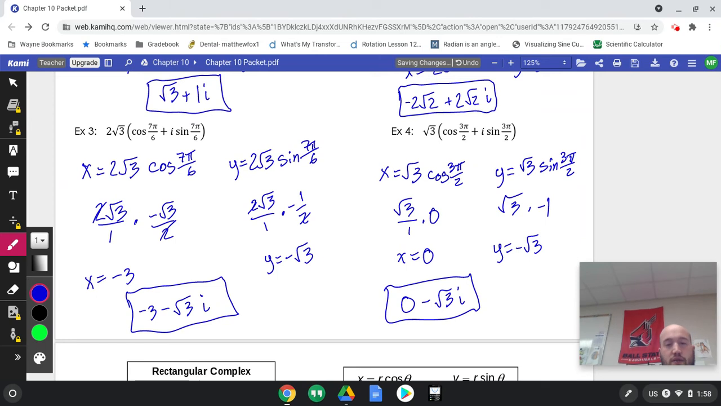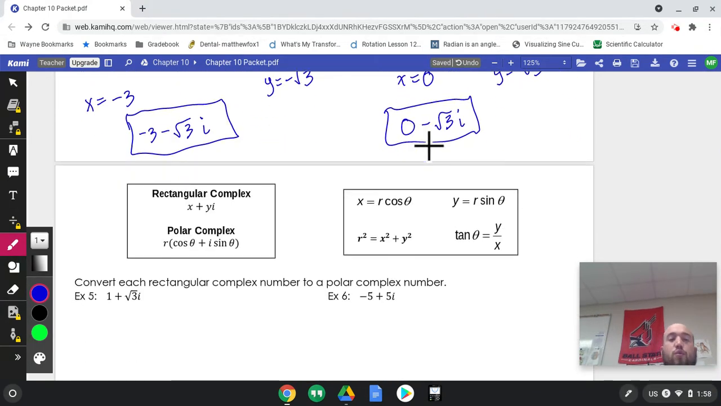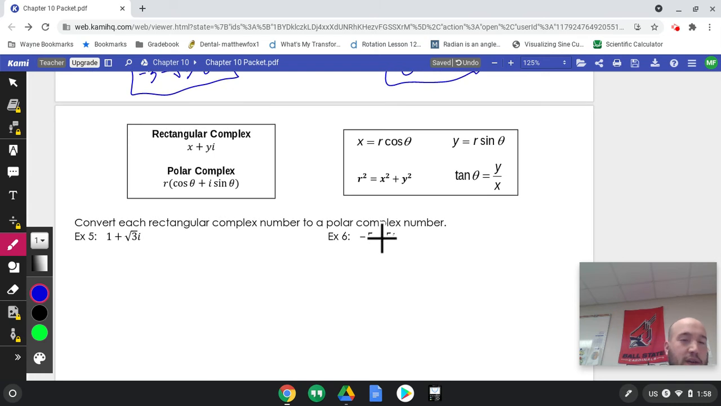All right, so if we flip to the back now, we'll do the same thing, except we're going the other way. So we're starting in rectangular complex, we're going to polar complex. But right here, we want to plug those in, and we're using the bottom formulas here. So the r squared, this one's pretty easy. The mistakes people were making was when we had negatives.